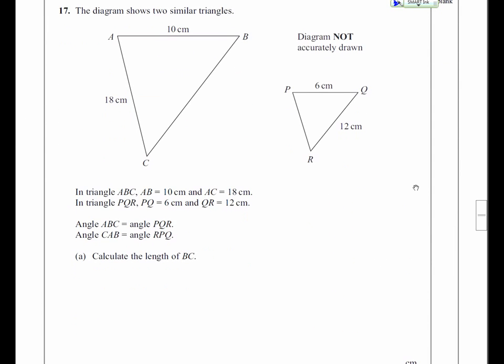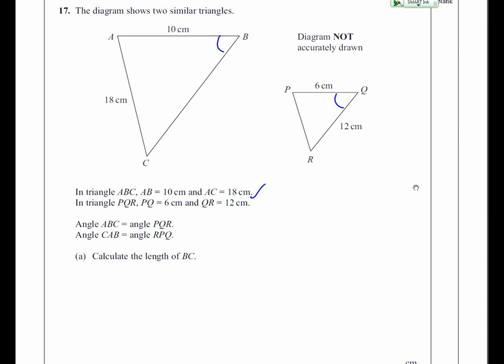Question 17. The diagram shows two similar triangles. That means that they've got the same proportions, but one is an enlargement of the other one. In triangle ABC, AB is 10, that's shown on the diagram. AC is 18, that's shown on the diagram. Okay, so is the rest of this stuff, so we have all that. Angle ABC is equal to angle PQR. So ABC, PQR, they're the same.